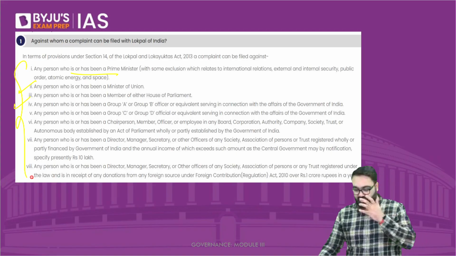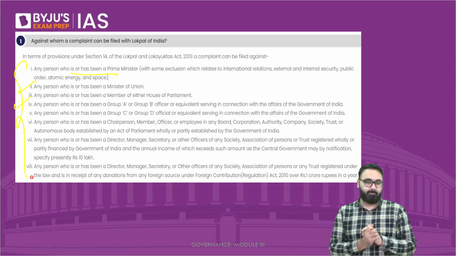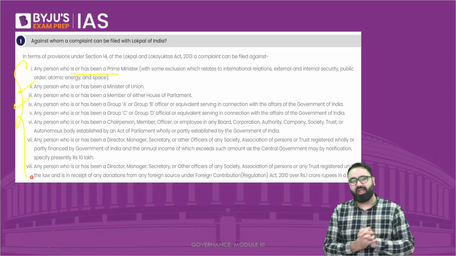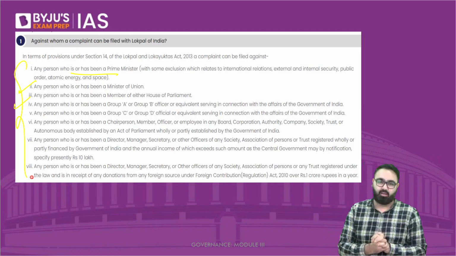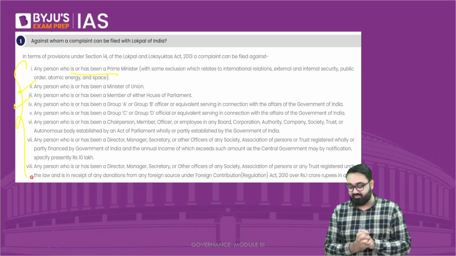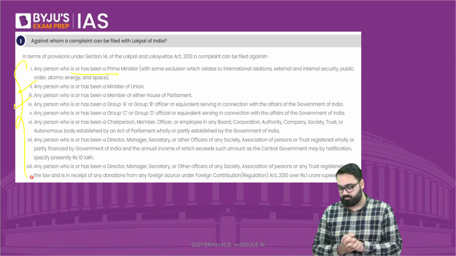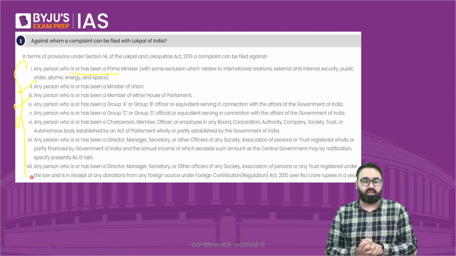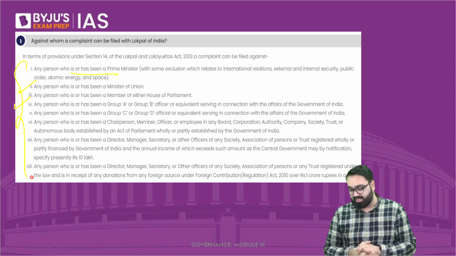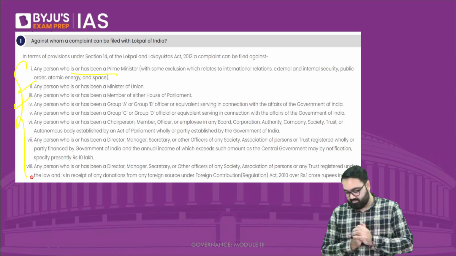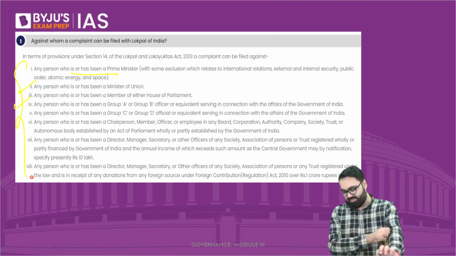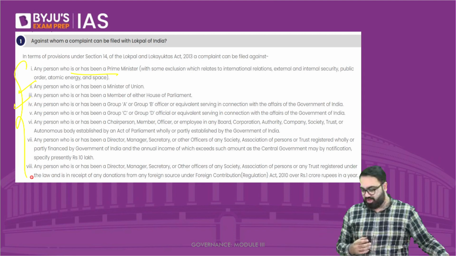Now, let me ask you this question. Can you file a complaint to the Lokpal against Dr. Manmohan Singh when he was the Prime Minister? Okay, many people are saying yes, some people are saying no. A lot of you are saying yes.